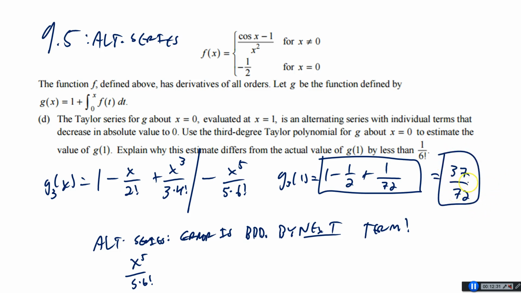The error is going to differ by at most the next term. We evaluate that at x equals 1, so that is 1 over 5 times 6 factorial. They want us to show that it's less than 1 over 6 factorial. Yes, absolutely, because this is 1 over 5 times 6 factorial, which is a smaller number. So that is for sure true. The error is bounded by an even smaller number, so it must be bounded by 1 over 6 factorial. That's problem 1.